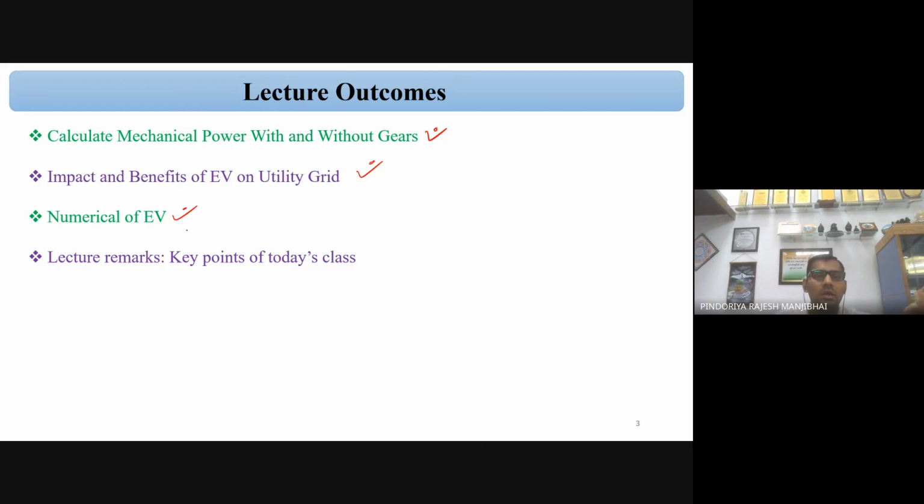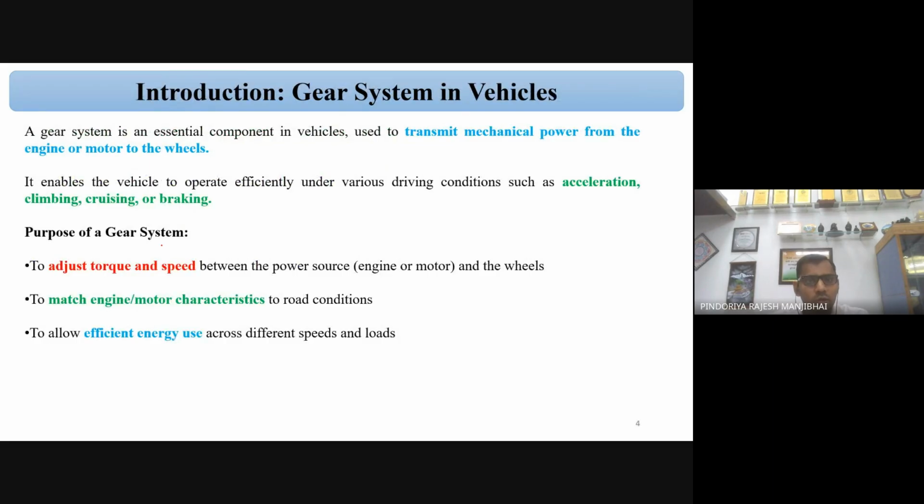Then we will see the numericals of the EV. Basic numericals of the EV, where we calculate the rolling resistance, dynamic force, and some more parameters. So we will calculate these in the numerical section. Today we have only two topics, but they are lengthy topics.